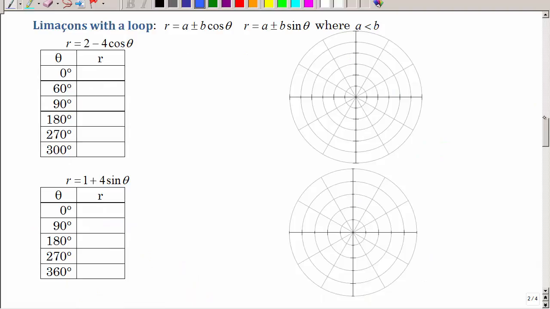Next thing we're going to look at are limacons with a loop. So these numbers no longer are going to be equal.